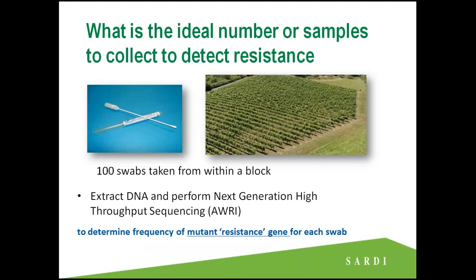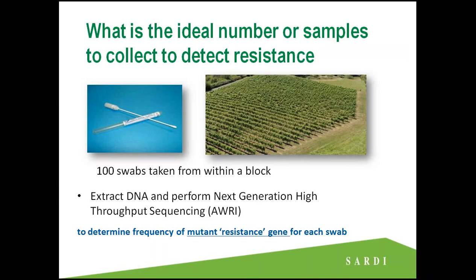Okay, I'd like to finish off with just some of the other work that we're doing, the population studies, we call it. I guess what we want to know is, what's the ideal number of samples to collect to detect resistance? How does resistance spread in your vineyard? How many samples do we need to collect? From where? That type of question.